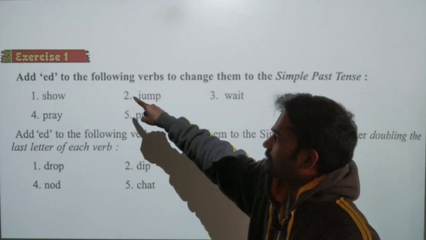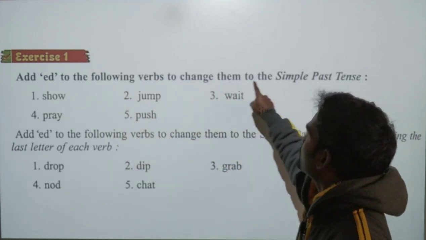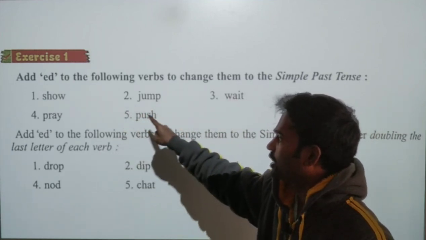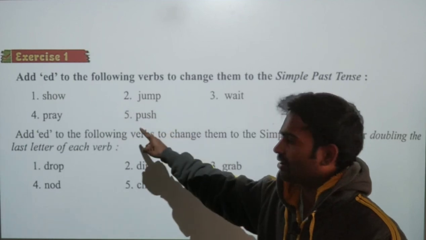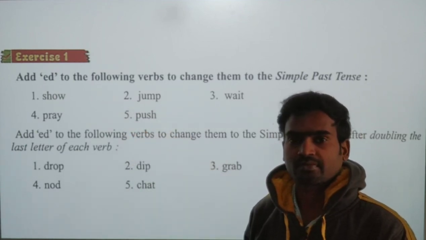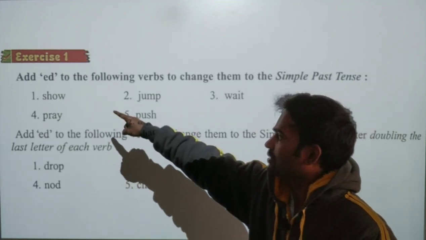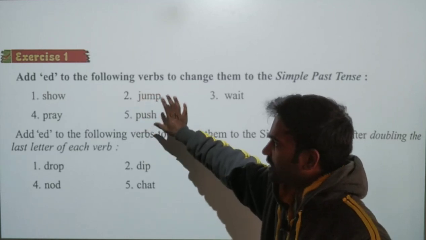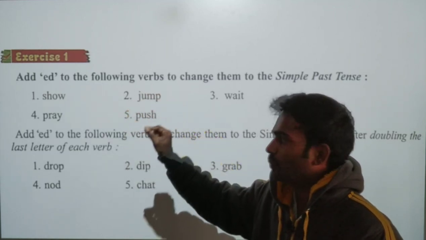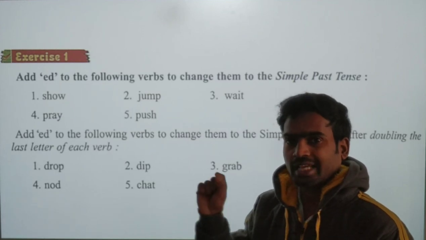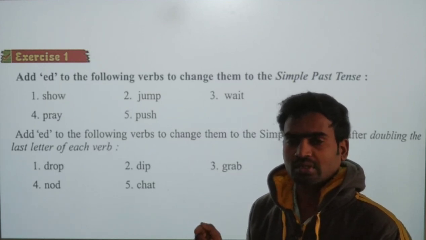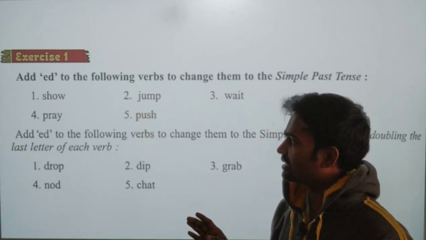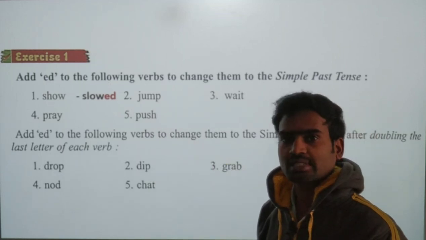Add ed to the following verbs to change them to the simple past tense: show, jump, wait, pray, push. All these 5 verbs are in base form. So how to change it? Simply, to all these verbs we have to add ed. Show, showed. When we add ed, it will become past tense. So here see the answer, showed.